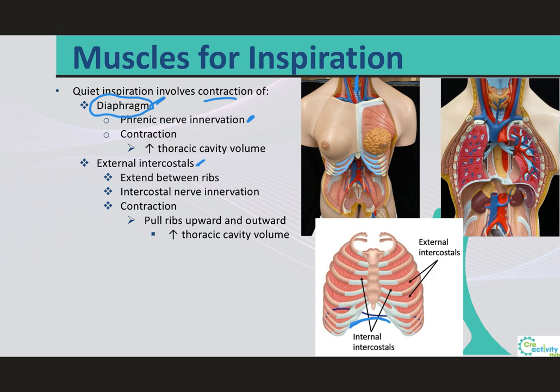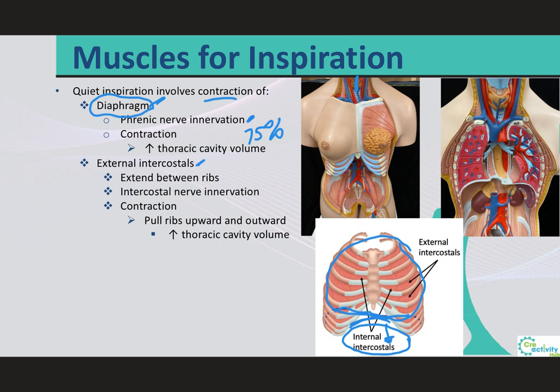So we can see here from this image, this blue line is representing the diaphragm, and when it contracts, like I said, it moves the diaphragm down. And by moving it down, it pushes all the abdominal organs closer together, and this increases the volume of the thoracic cavity. So contraction of the diaphragm is going to be responsible for about 75% of the air that enters the lungs during what we call quiet, relaxed breathing.